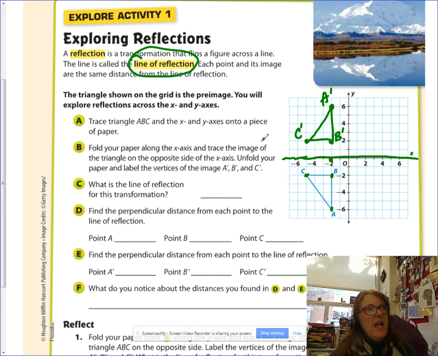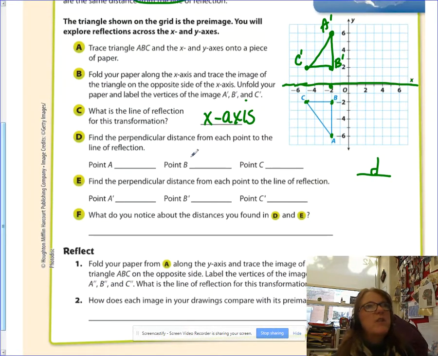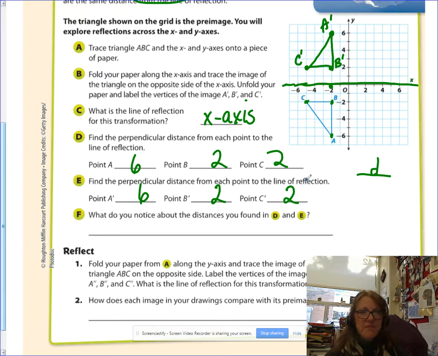Okay. Here are the coordinates. What's the line of reflection? It's the x-axis. It says find the perpendicular distance. Perpendicular means, remember, forming a right angle like that. So it wants the distance from each point to the line of reflection. When you look at A was 6 units away. Both B and C are 2 units away. How about A prime? That's also 6 units away. It's just above. B and C.